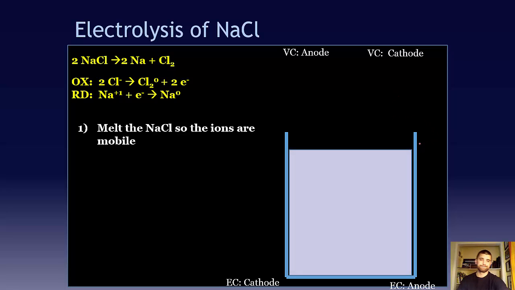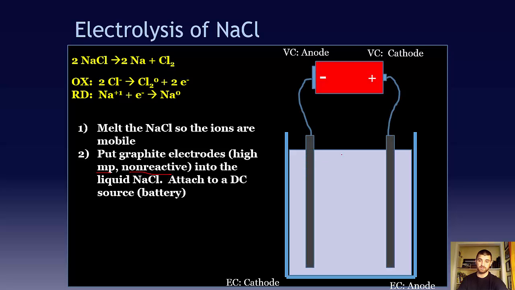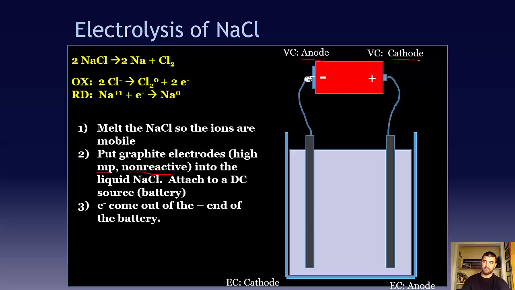All right, so you melt it. Then you got to put in electrodes. Usually they use graphite because it's got a high melting point and it's non-reactive. So you can put the graphite into molten sodium chloride and it won't react with the sodium chloride. You hook those up to a battery, and over here you see we got the anode on the left and the cathode on the right.